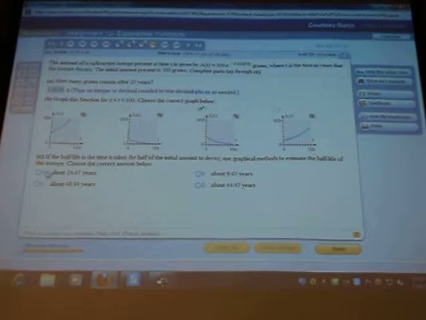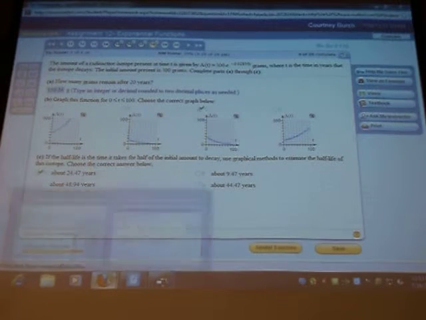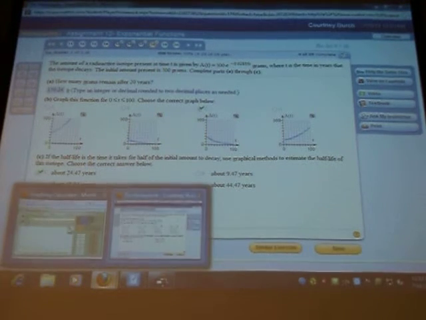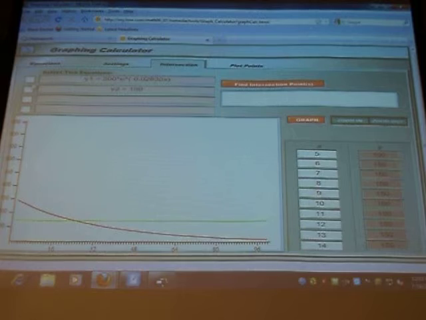Okay, so it looks like about 25 years. That would be A. If I want to find the actual amount, I can just do the intersection. And that should be 24.47.